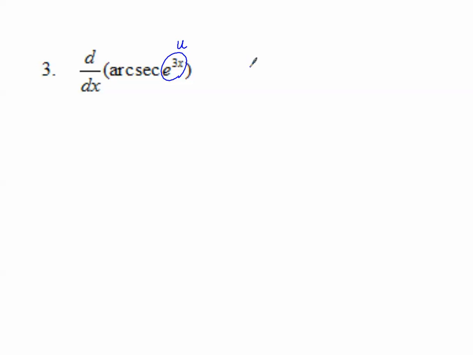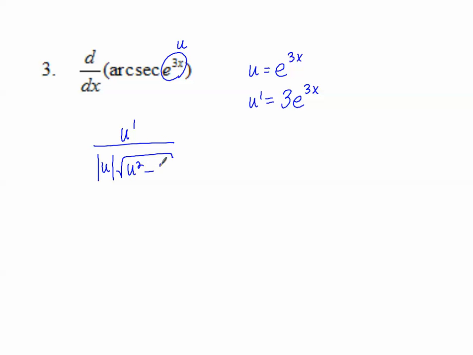So perhaps on the side we identify that u is this e to the 3x, u prime is 3e to the 3x. Remember, the derivative of e to the something is itself times the derivative of the exponent. And then we write down our formula for the arcsecant: u prime over absolute value of u times the square root of u squared minus 1. Plug in what we have.